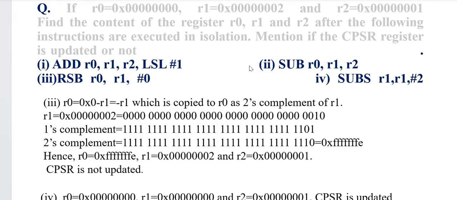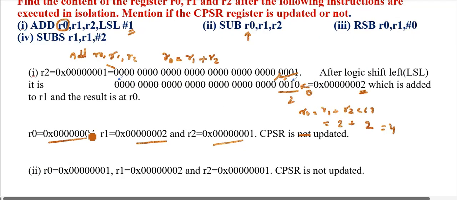So let me go to the second slide. This question is sub R0, R1, R2. The second problem is here only. In sub R0, R1, R2, the destination is R0. It is R1 minus R2. So the destination is R0. R1 is how much?